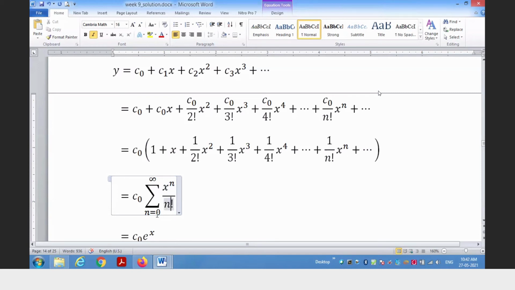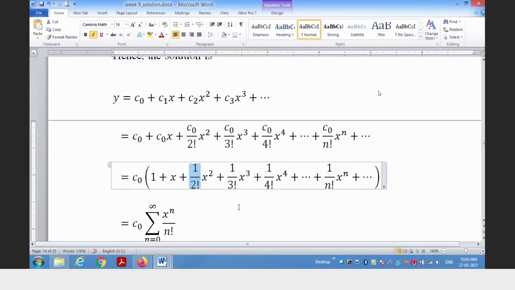Okay, when n equals 0, we have x to the power 0, which is equal to 1. 0 factorial is equal to 1. Remember, 0 factorial is equal to 1 by definition. So when n equals 1, we have x to the power 1 divided by 1, which is equal to x. So we have this second term. When n equals 2, we have this third term and so on.